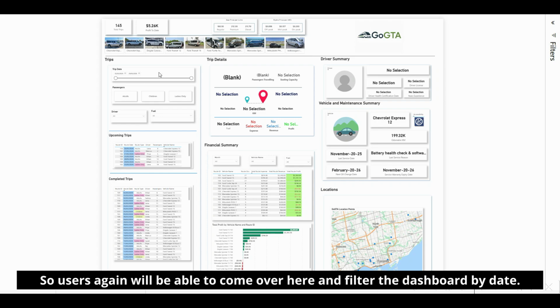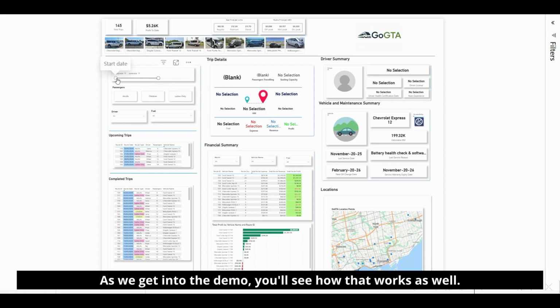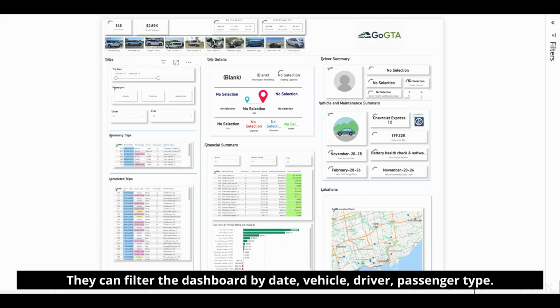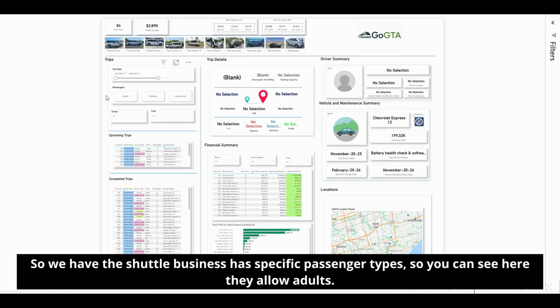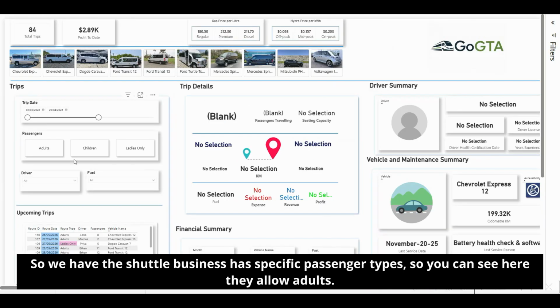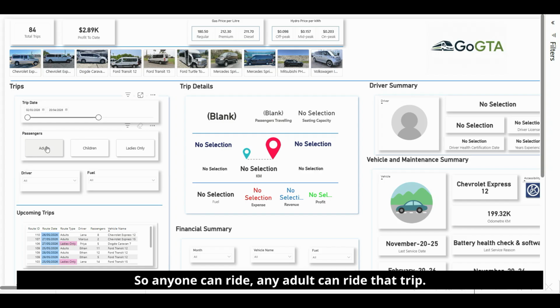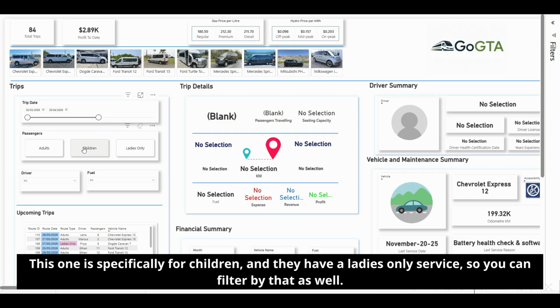So users, again, will be able to come over here and filter the dashboard by date. As we get into the demo, you'll see how that works as well. They can filter the dashboard by date, vehicle, driver, passenger type. So the shuttle business has specific passenger types. So you can see here they allow adults. So anyone can ride, any adult can ride that trip. This one is specifically for children, and they have a ladies only service. So you can filter by that as well.